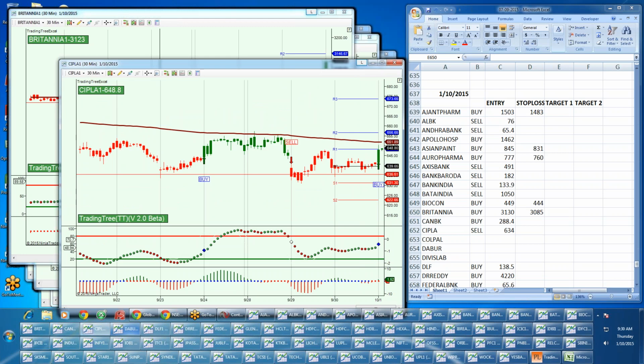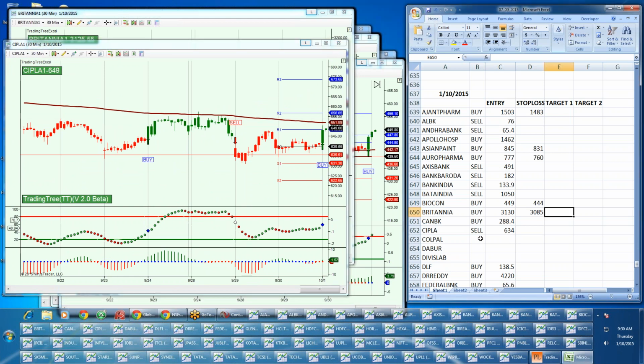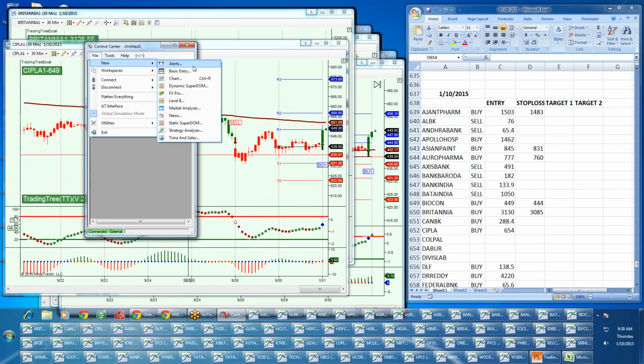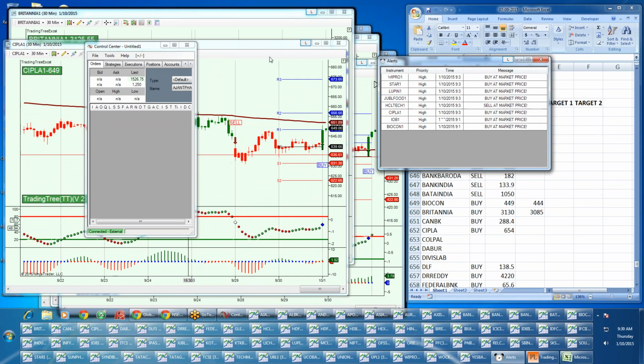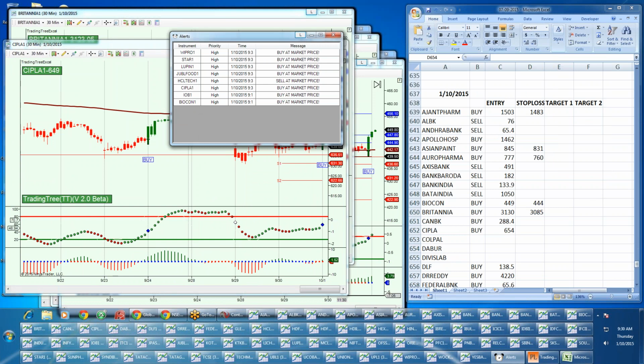Now let me just place the trades for this. So this brown line is a very strong support and resistance for any call. So I'll buy at this price, 654 Cipla. And when I get calls, all these calls that are generated will be stored in this alert box. So you can always go back in case you have lost track of the calls that you have got. You can just go back and check this.